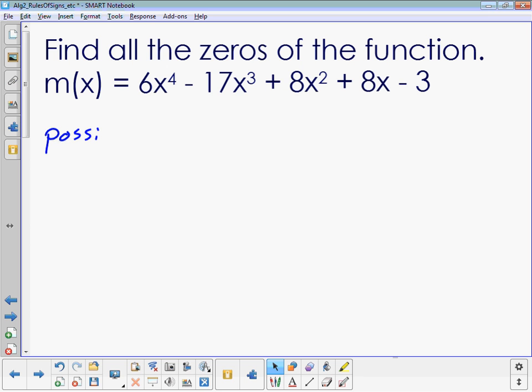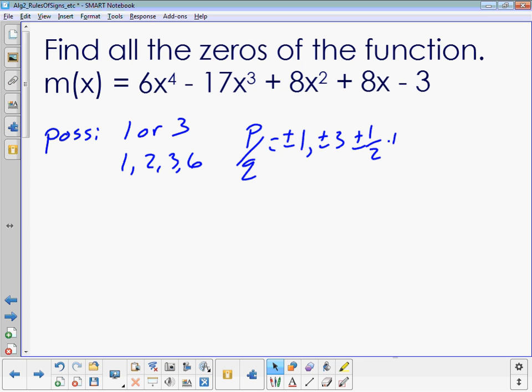All the factors of 3 are 1 or 3. All the possible factors of 6 are 1, 2, 3, and 6. So all of our P over Qs are positive negative 1, positive negative 3, positive negative 1/2, positive negative 3/2, positive negative 1/3, positive negative 3/3, positive negative 1/6, positive negative 3/6. So those are all our possible rational roots.